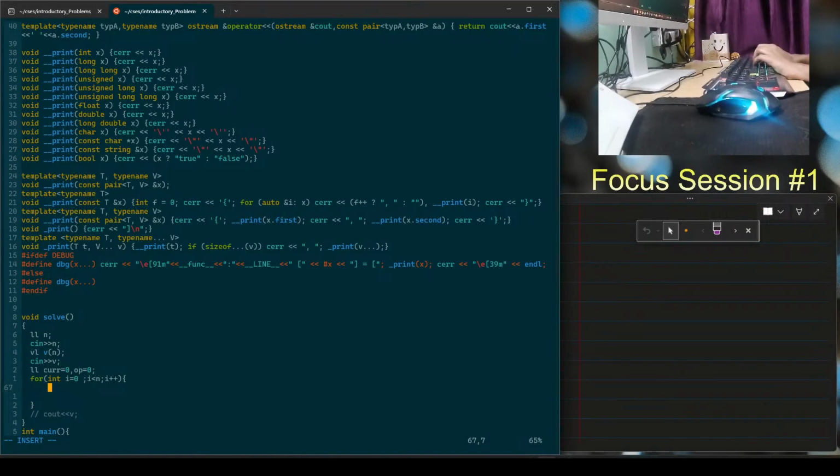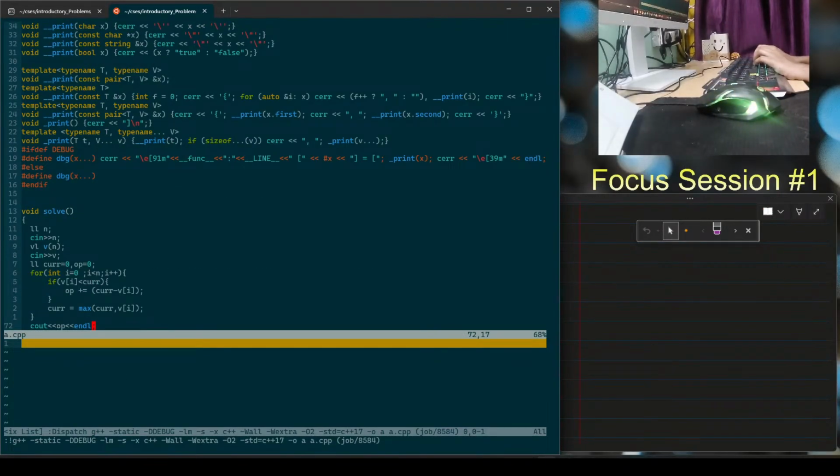Okay, so let's just take input. If V of I is less than the current, then I need to perform an operation. Otherwise, the current will always become V of I. Sorry, that will become max of current or V of I. And if current is greater, that means I need to add to the total number of operations: current minus V of I. Then output the current and the number of operations.